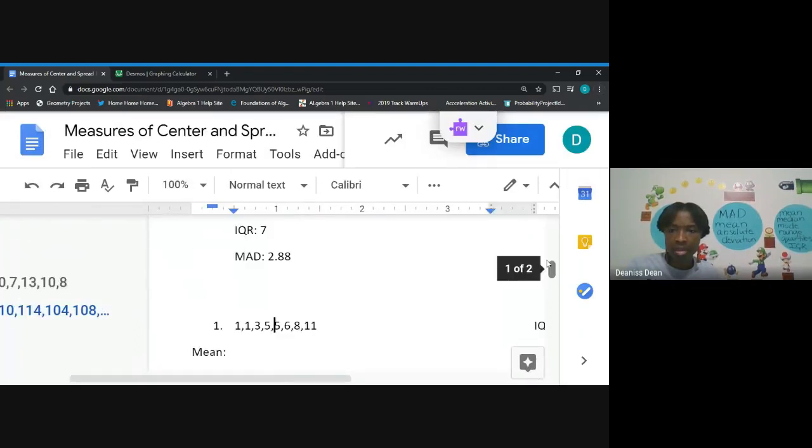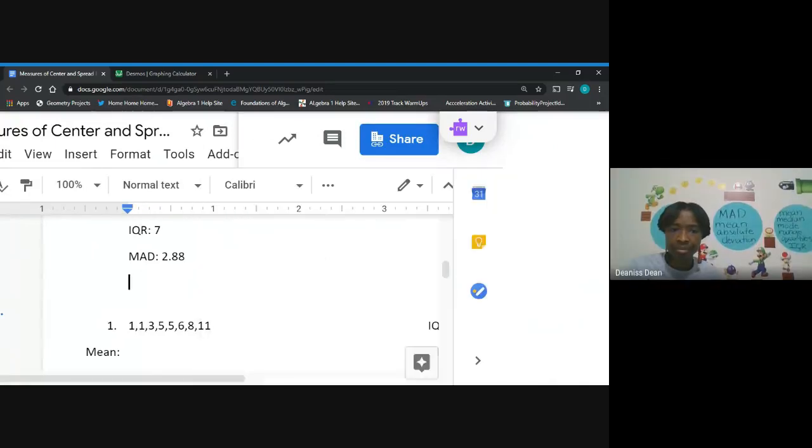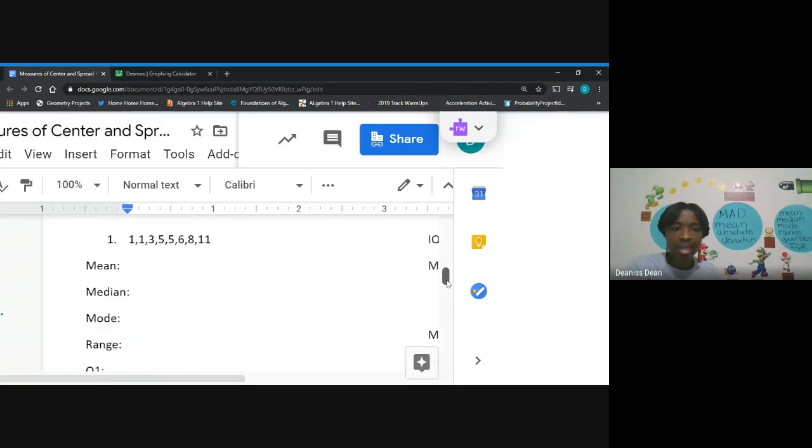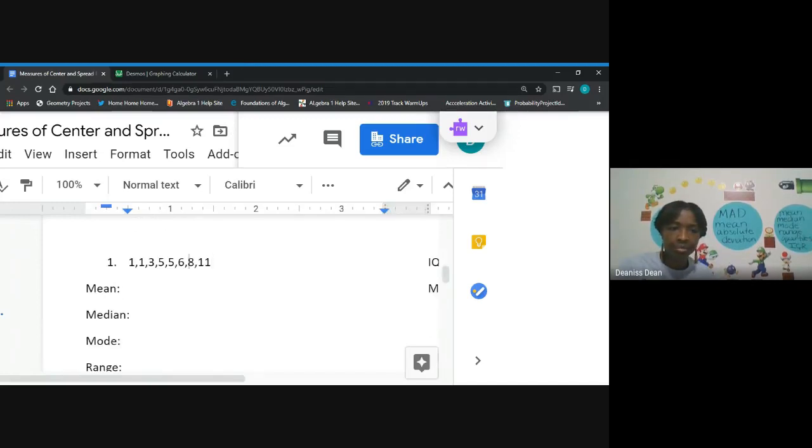Okay, this is your set of numbers right here: 1, 1, 3, 5, 5, 6, 8, 11. I want you to get all that information I just did: the mean, median, mode, range, Q1, Q3, IQR, and mean absolute deviation, okay? I'll give you some time. I want you to do it for this data set right here. For the mean, just put your answer in and then we're going to go from there, okay? So I'll give you a few minutes to try that one.